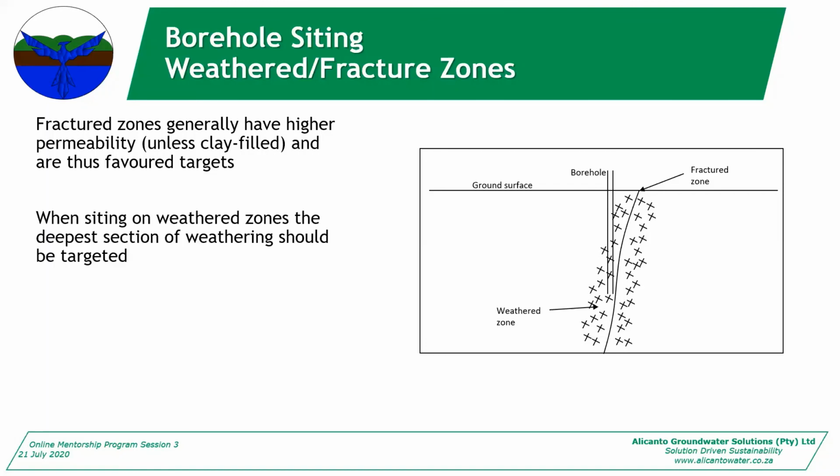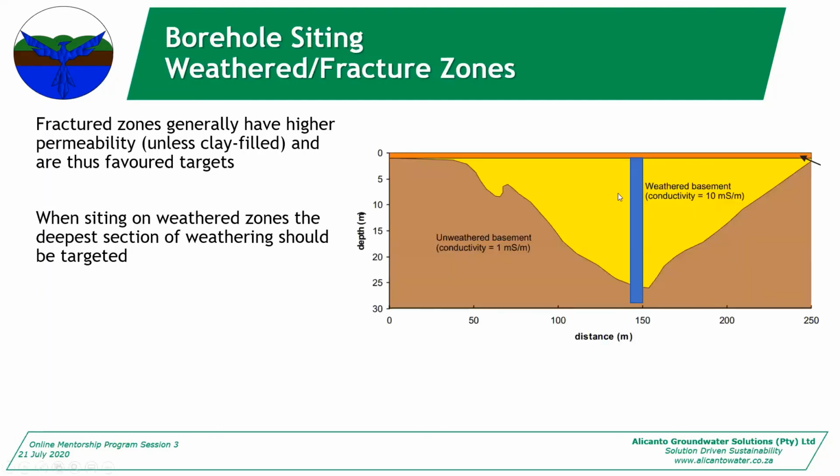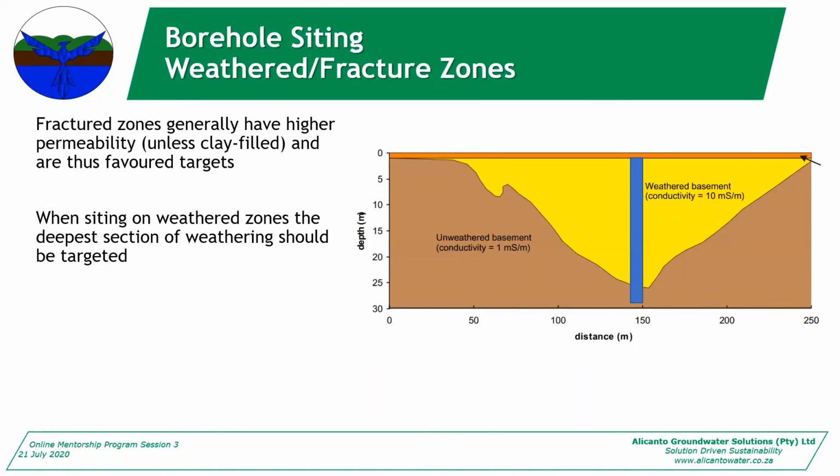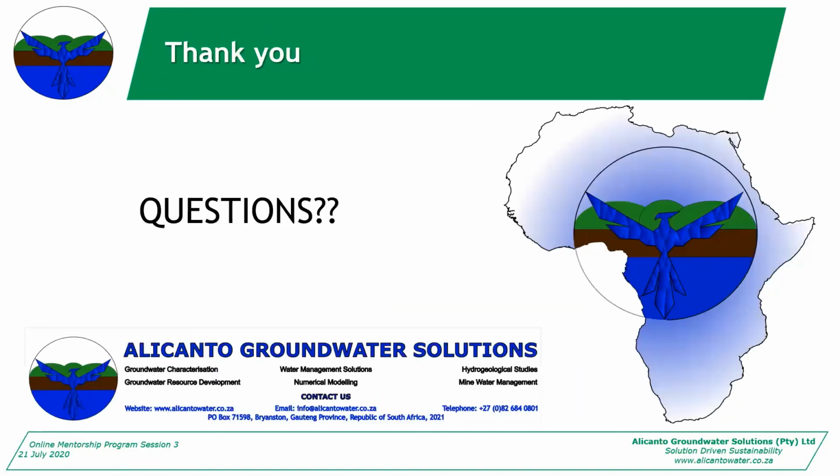And when you site on your weathered zones, the deepest section of your weathering should be targeted. Like here, this is that graph we looked at where your EM reached a peak at the deepest point, and that's where you want to put your borehole. So that's your two main targeting sites. And that is geophysics. Does anybody have any more questions about what we've gone through already?